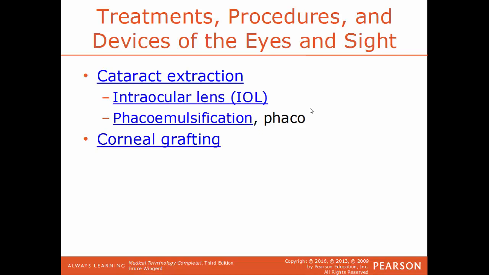This is taking the cornea of a healthy eye, usually from someone who has died, and transplanting it into someone who has a diseased cornea.